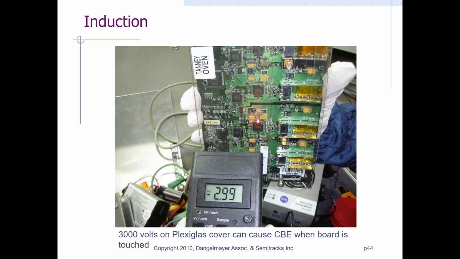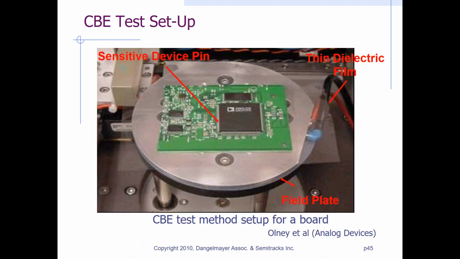Here we have a plexiglass cover on a board, which can carry an electrostatic charge. When this board is plugged into a test set, which is what it was intended for here, some of these boards were failing just due to this electrostatic charge. Again, this is a lot of charge that produces a large EIPD. Next.